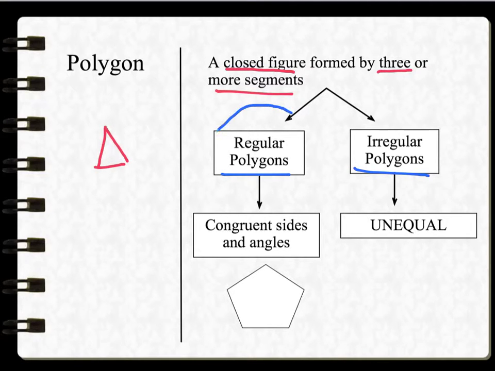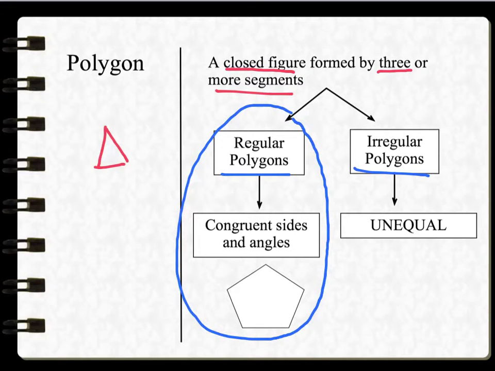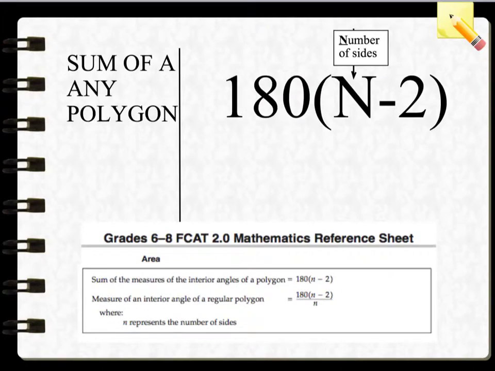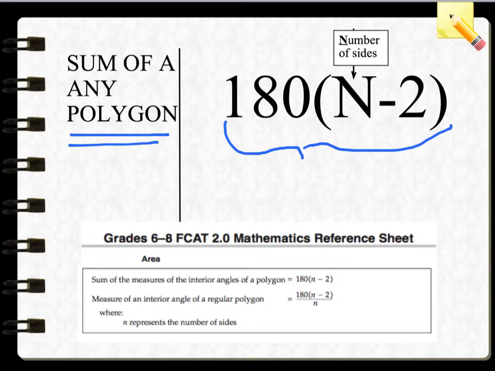And today we're going to be looking at regular polygons, which means shapes where all the sides are congruent, they're all the same length, and all the angles are congruent. So the angles are also all the same degree. So in order to find a missing angle, we need to figure out how to find the sum of the angles of any polygon. And we're going to use this formula right here. 180 times n minus 2, where n is the number of sides.